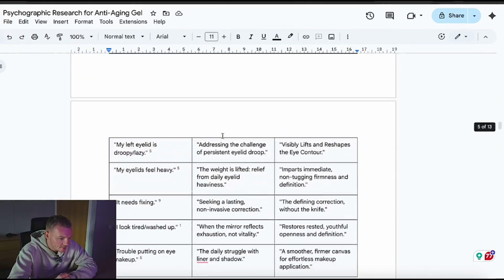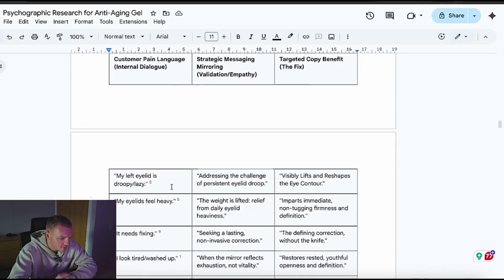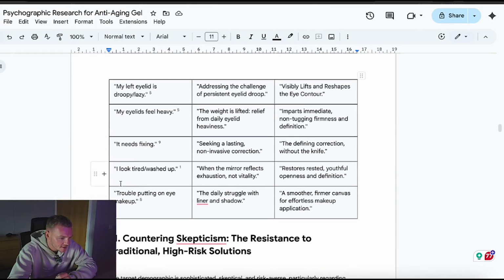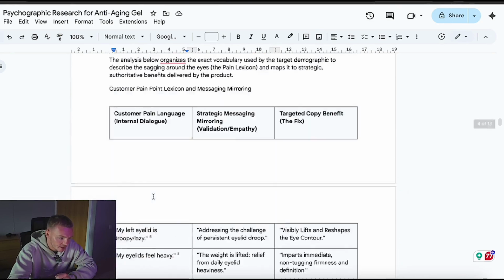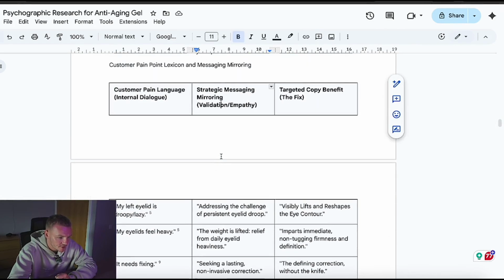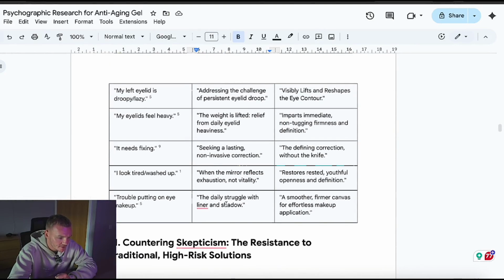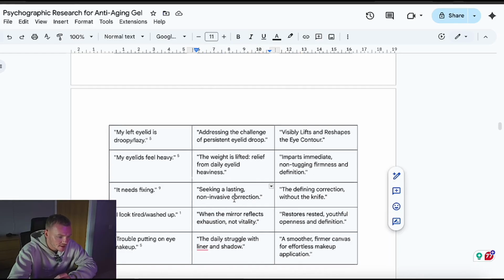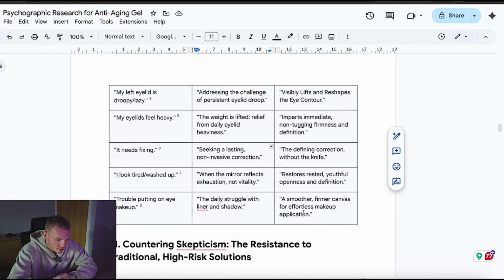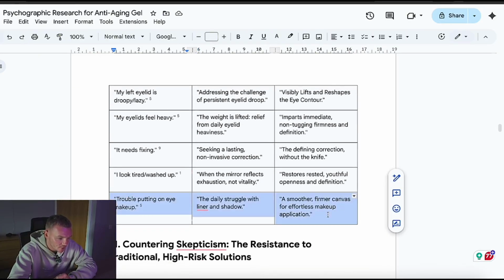Customer vocabulary right now we're getting: my left eyelid is drooping, lazy, my eyelids feel heavy, it needs fixing, I look tired and washed up, trouble putting on makeup. That's a good one. That's a really good angle that we could pull out there. Strategic messaging, so it's giving us the daily struggle with liner and eyeshadow. Again, that's a really good one. Seeking a lasting non-invasive correction. What else have we got? A smoother, firmer canvas for effortless makeup application. So this seems to be a really good angle, the makeup one.